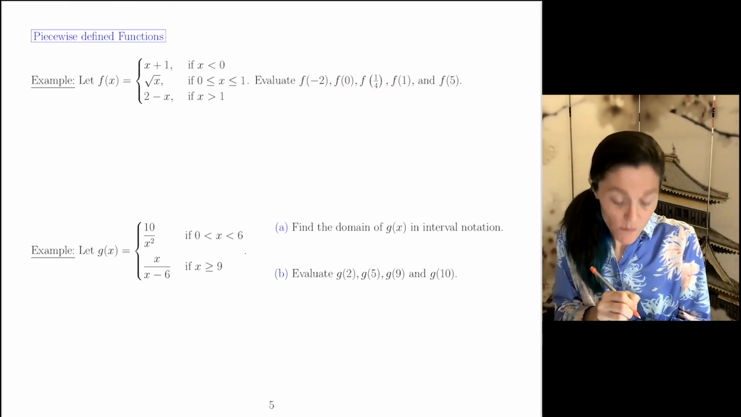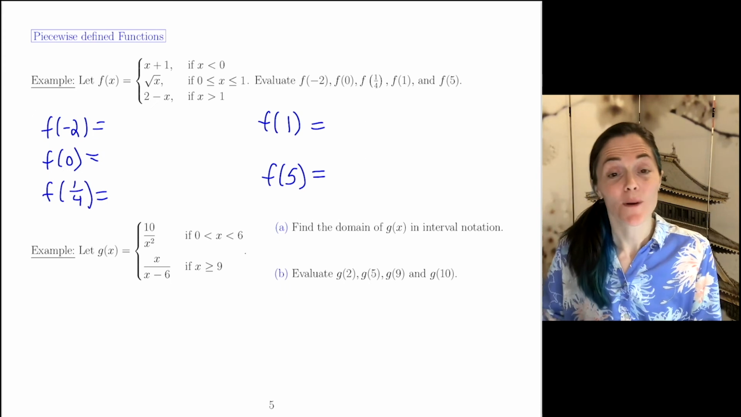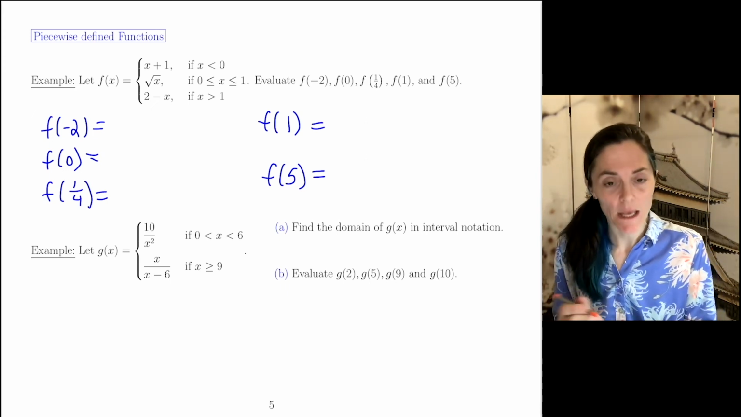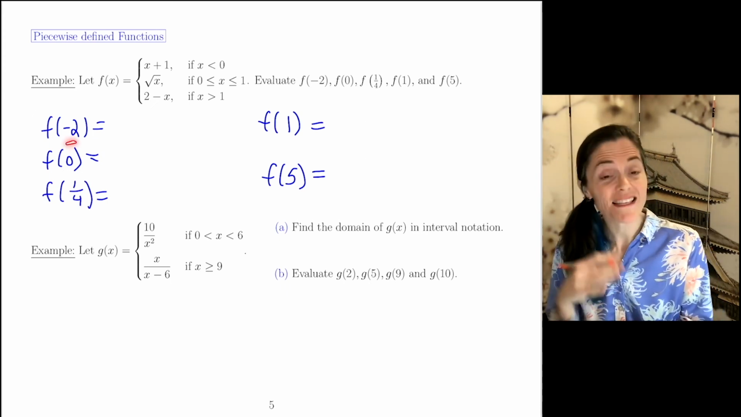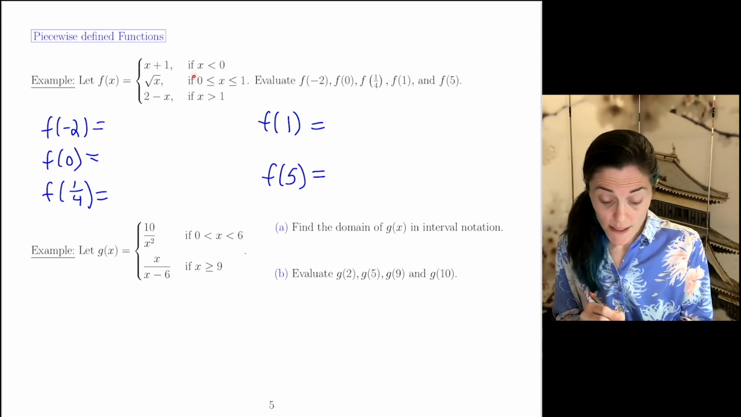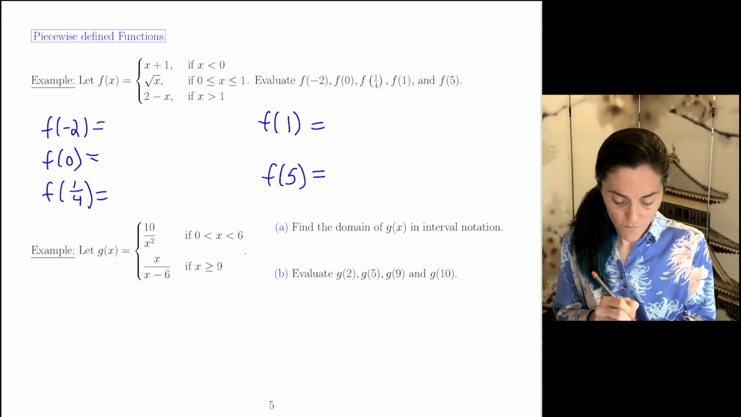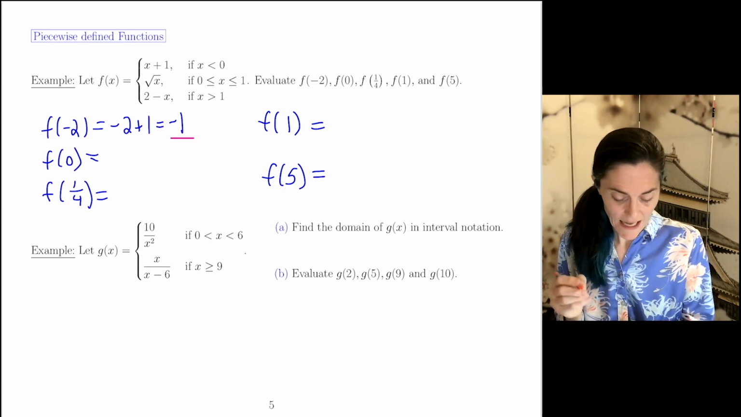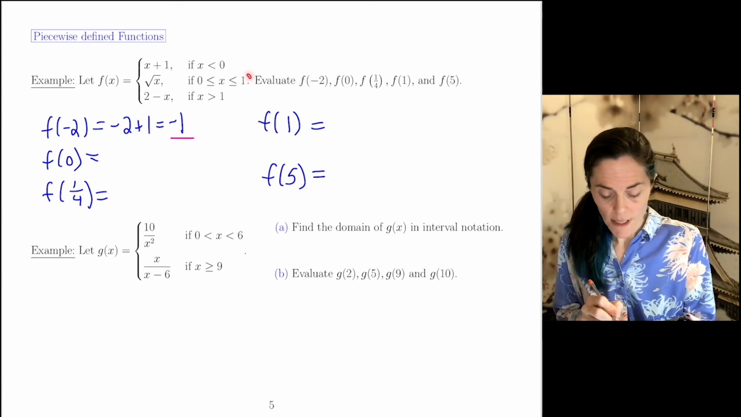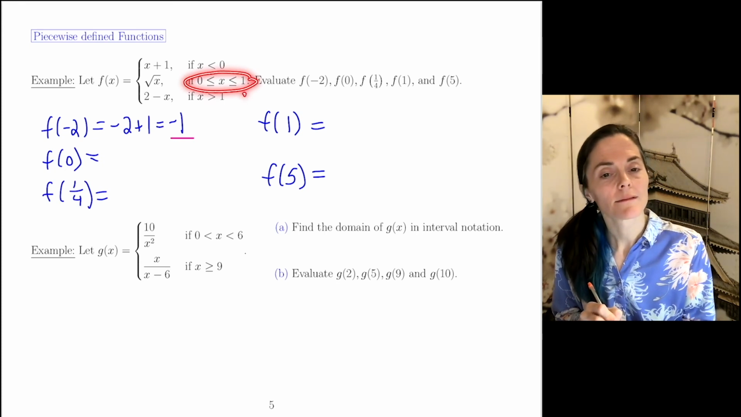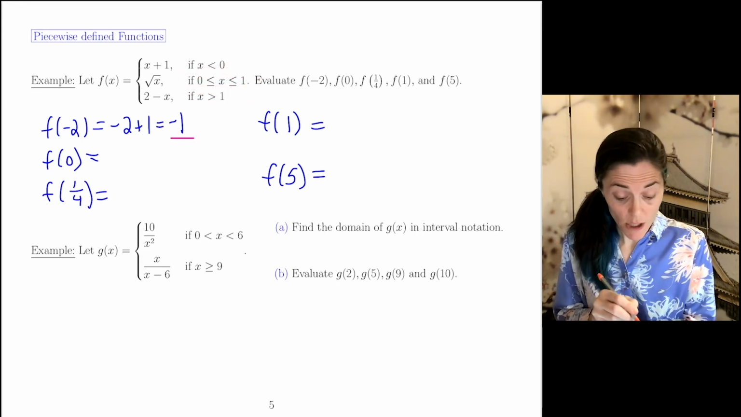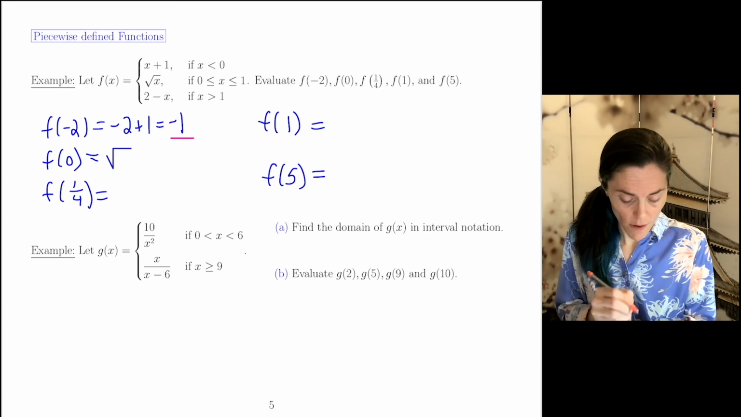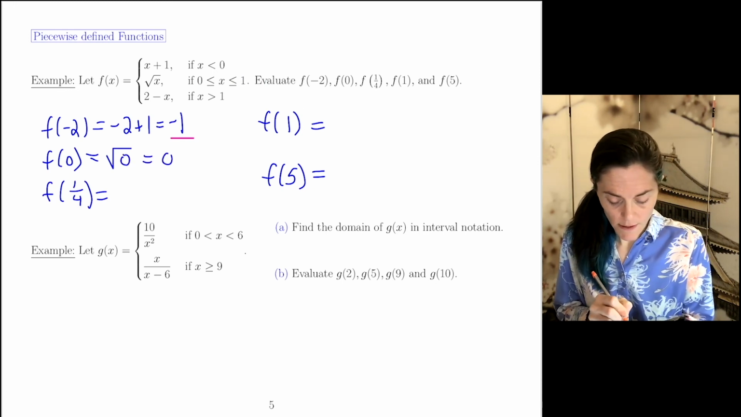Okay, so we can use this to evaluate the function at 5 different x values. To figure out which formula you use, just as I was saying, you figure out which interval this x value is in. -2 is strictly less than 0, and so the function is -2 plus 1, which is -1. This is my first answer. Okay, next one. 0, well, it's here in this interval, and so my function is the square root of 0, which is 0.